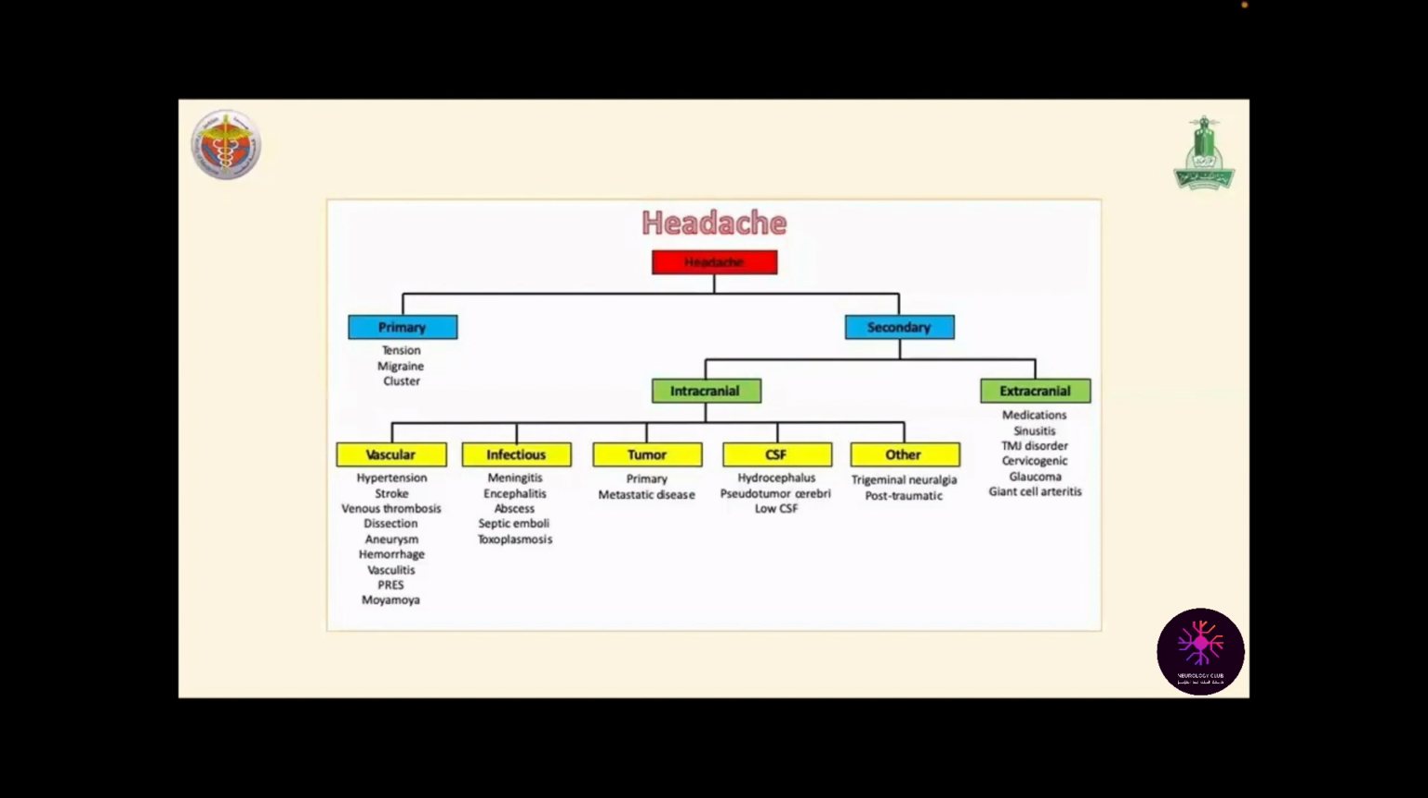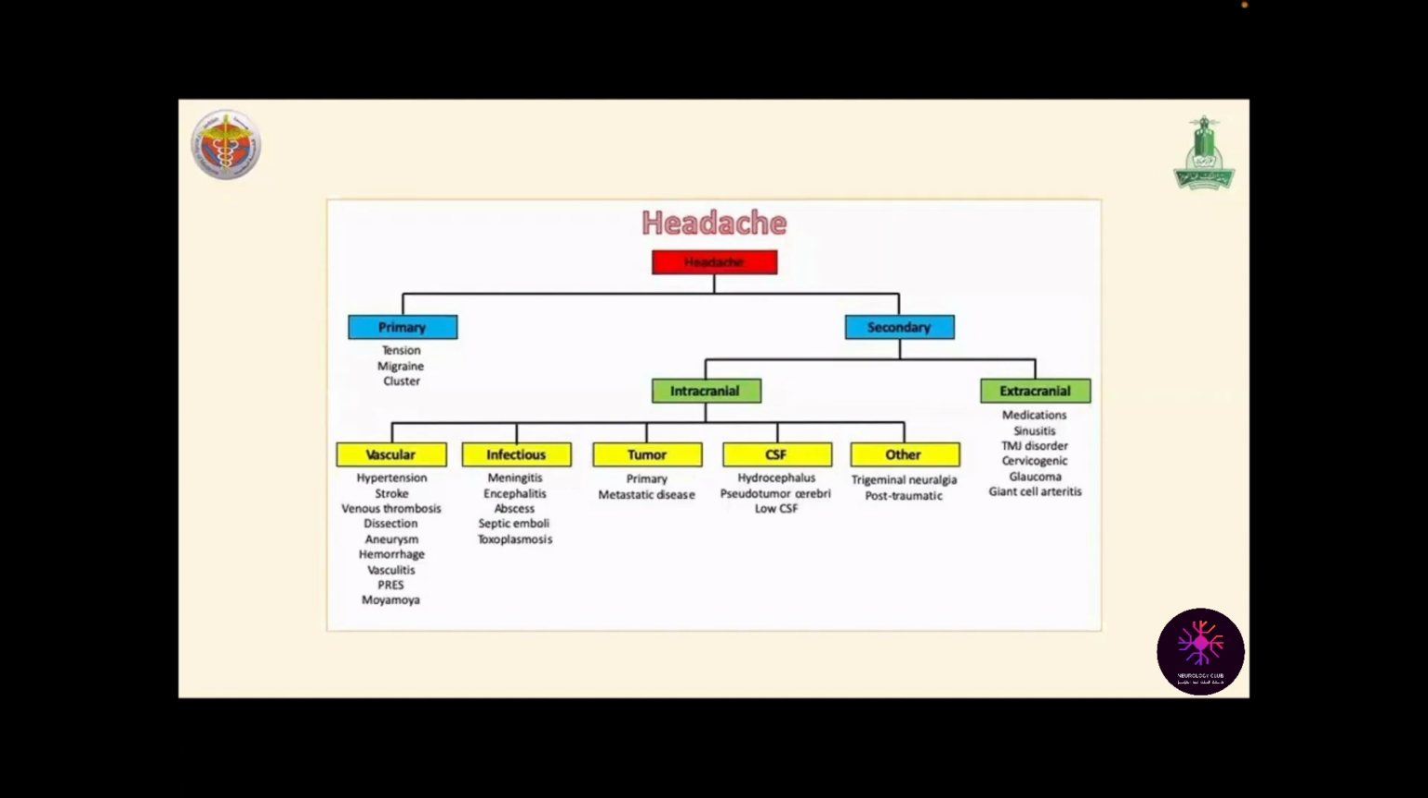So intracranial, we can have vascular etiologies, for example, hypertension that leads to acute hypertensive crisis or PRES, also stroke or CVT. We also have carotid dissection commonly causing headache as a presentation. And apart from the vascular, we have infectious. So we have meningitis or meningoencephalitis that can present with headache, along with, of course, fever and neck stiffness.